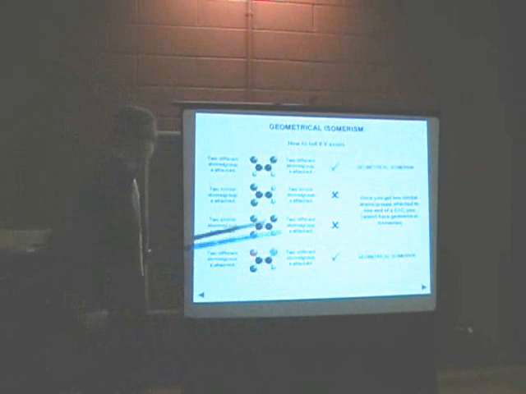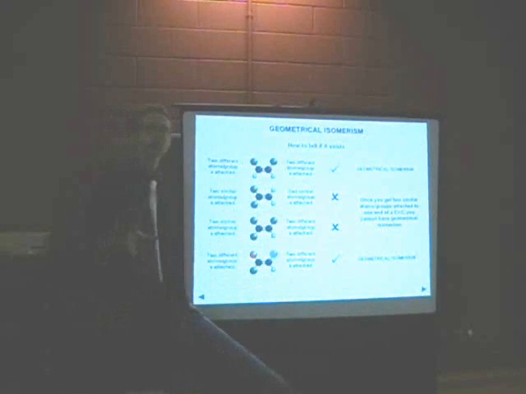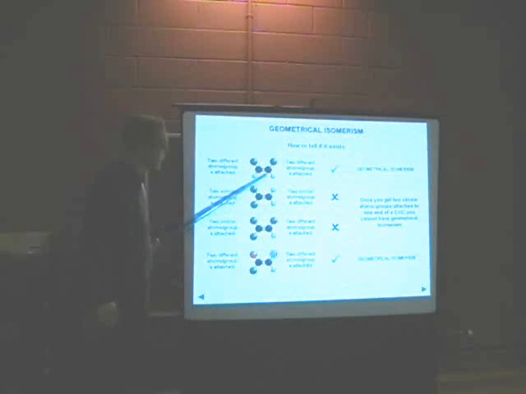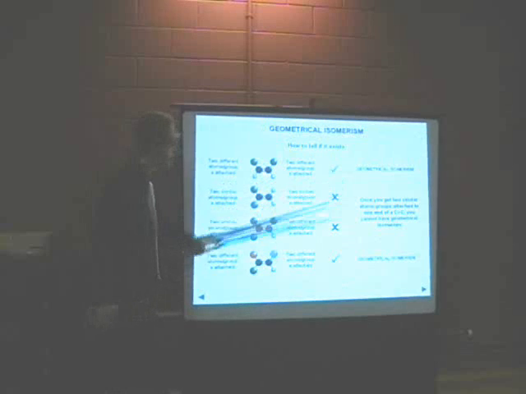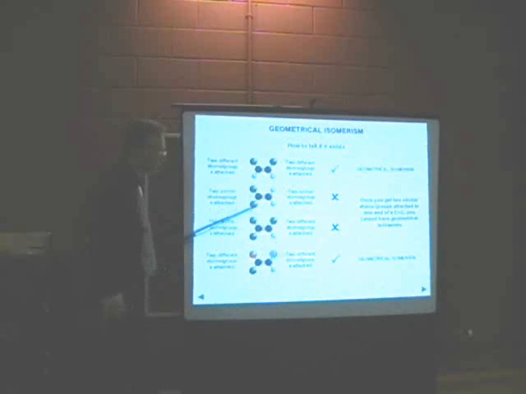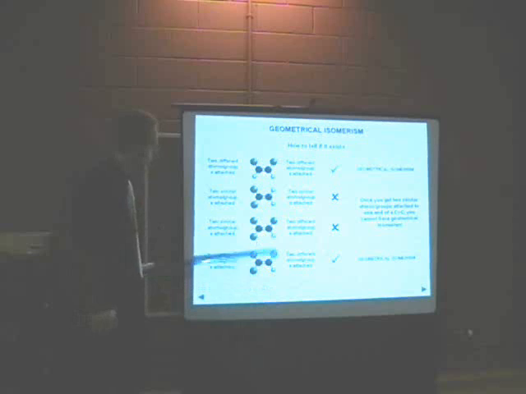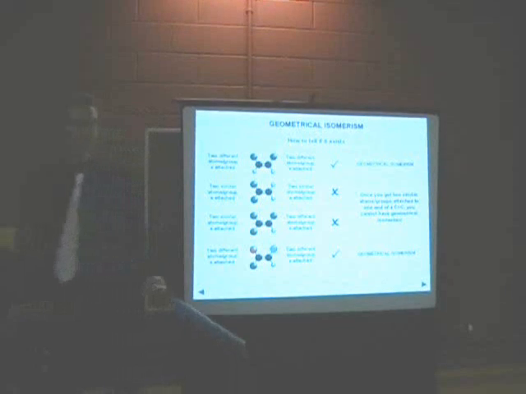Importantly, you have to have two different functional groups on each side of the double bond. So here, two different functional groups, geometric isomerism. Here, functional groups are the same, no geometric isomerism. Here, functional groups are different, so we're all good so far. Here, they're the same, no geometric isomerism. Here, lots of different functional groups, geometric isomerism. Are you happy with that? Yeah?